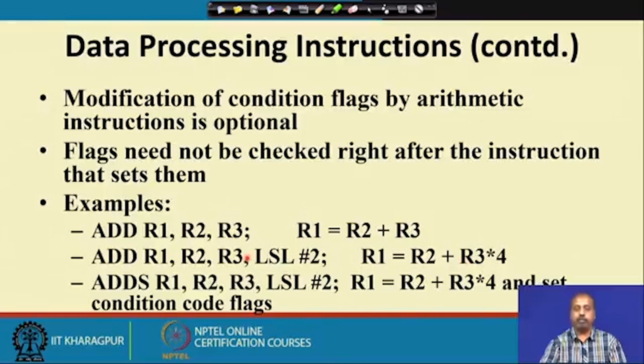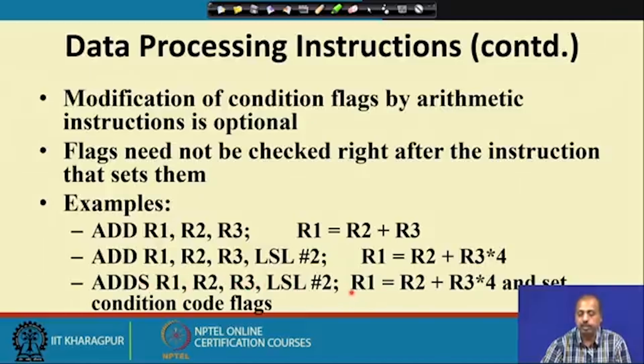So, R3 will be left shifted by 2 bits, so it will be multiplied by 4. So, R1 gets R2 plus R3 into 4. These two add instructions do not affect the status flags or the condition flags, whereas this addS instruction will affect the condition flags, like addS R1, R2, R3, LSL #2.